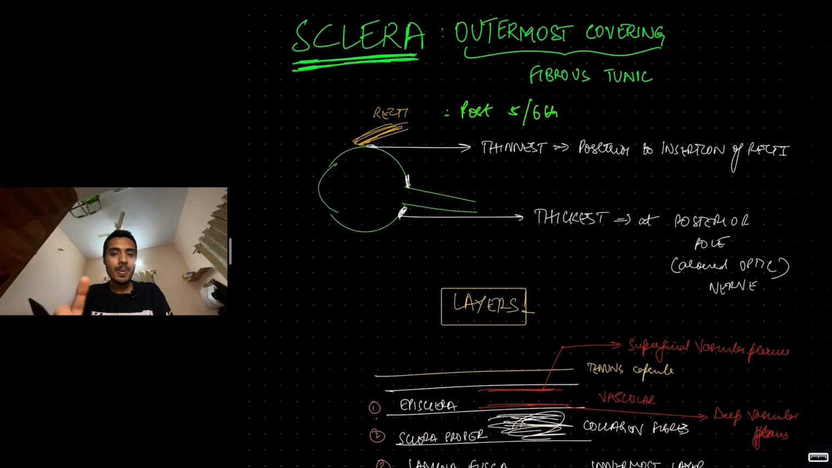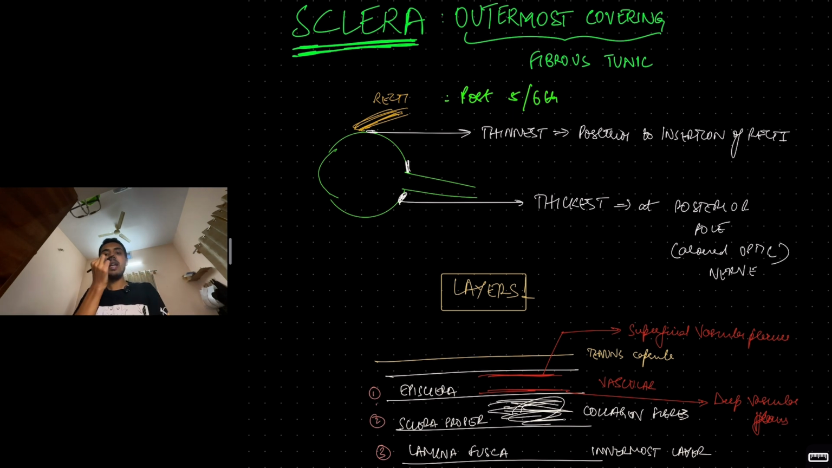Sclera is opaque. So sclera is the thickest at the posterior pole, that is around the optic nerve. It is very thick. Sclera is the thinnest just posterior to the insertion of recti. Very important. Posterior to the insertion of recti, sclera is the thinnest. It is thickest at the posterior pole around the optic nerve.